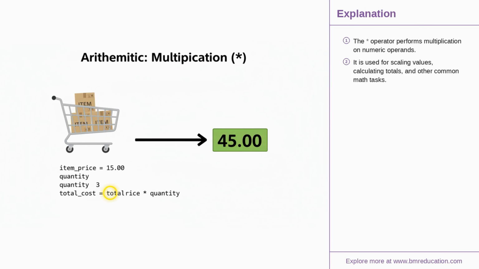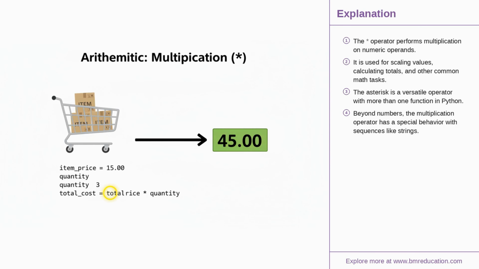Next, we have multiplication, represented by an asterisk. It multiplies numbers together, which is essential for things like calculating prices based on quantity. But this operator has a clever second ability we'll explore right after this.